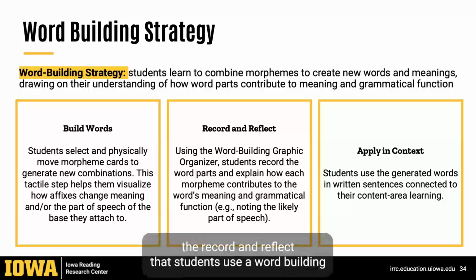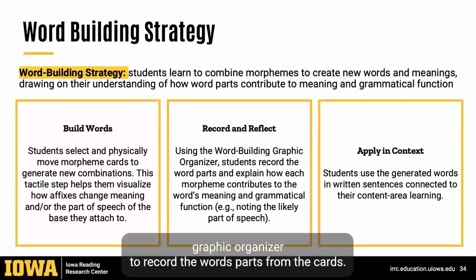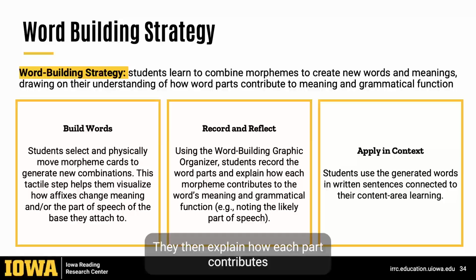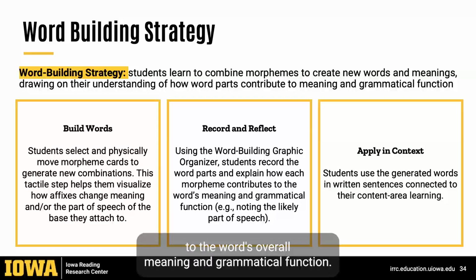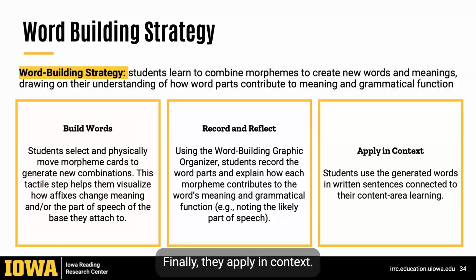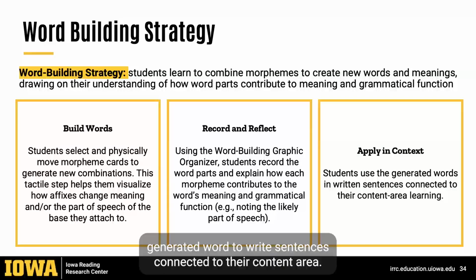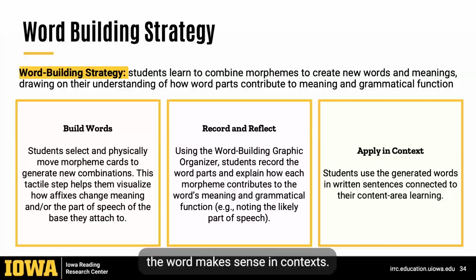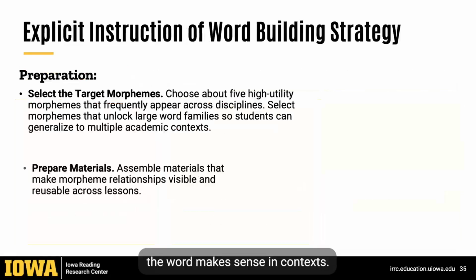Second, in the record and reflect step, students use a word-building graphic organizer to record the word's parts from the cards they just manipulated. They then explain how each part contributes to the word's overall meaning and grammatical function. Finally, in the apply in context step, students use their newly generated word to write sentences connected to their content area learning on the graphic organizer and check to ensure the word makes sense in context.